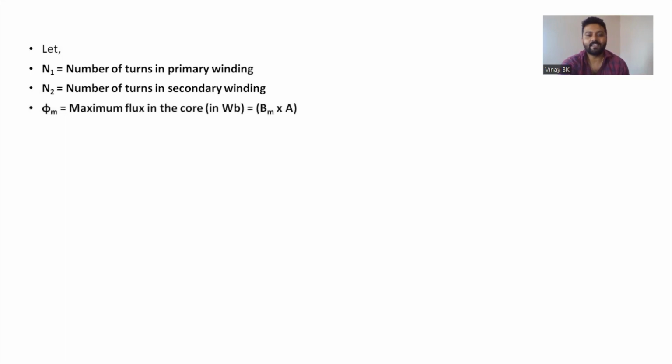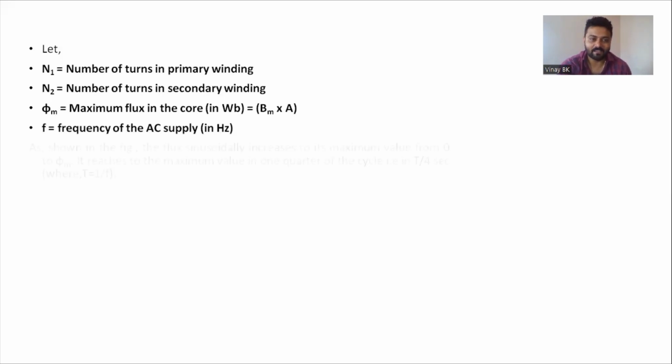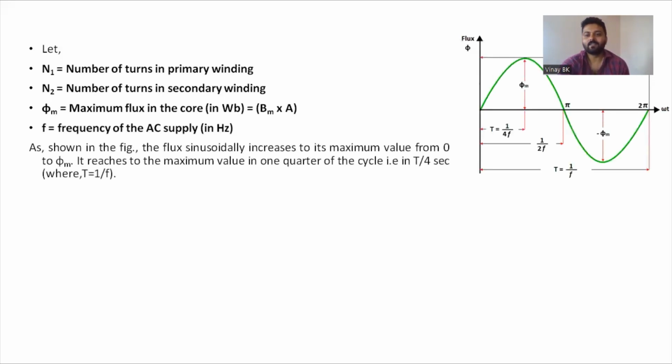Then we define phi m, the maximum flux in the core in terms of Weber, which is given with the help of the relationship of maximum flux density and area of cross section, so that phi m is given by Bm into A. Similarly, f is the frequency of AC supply in hertz. So now we can see the waveform.